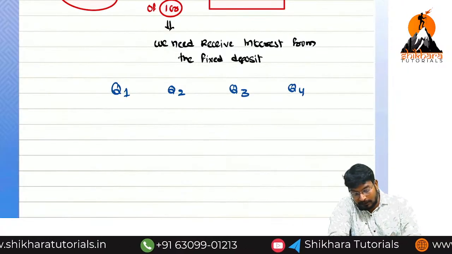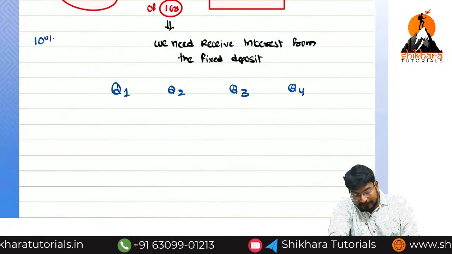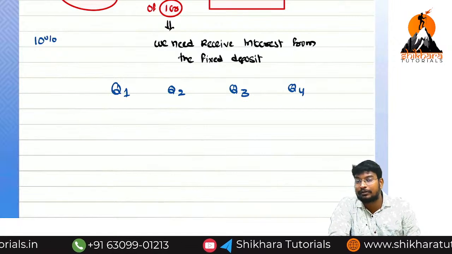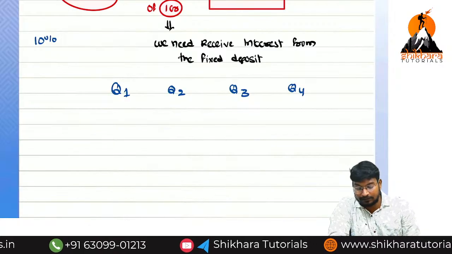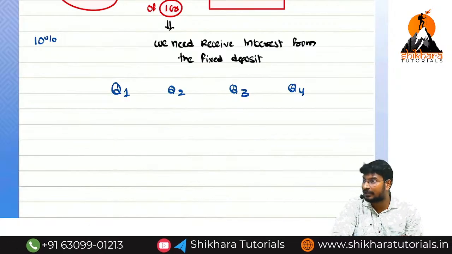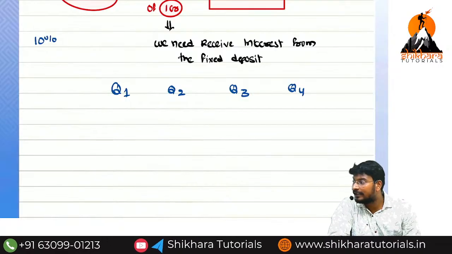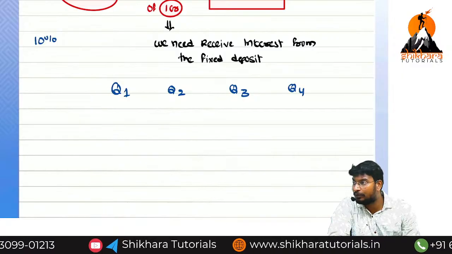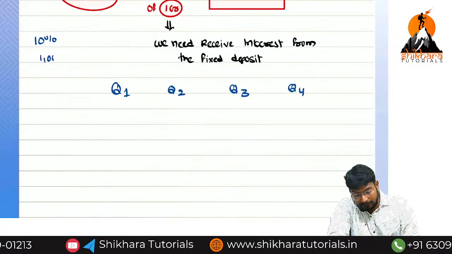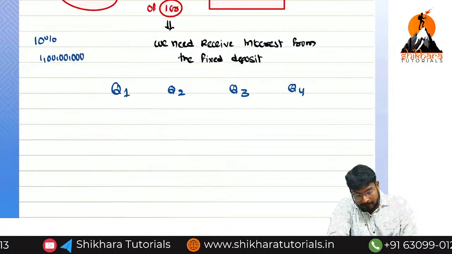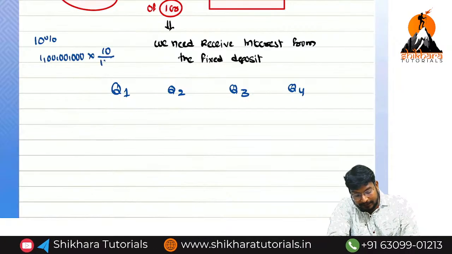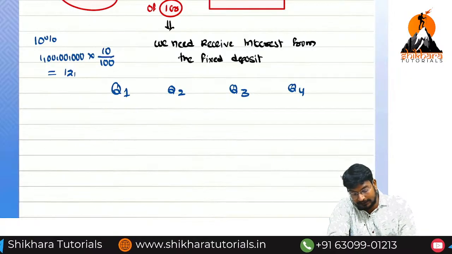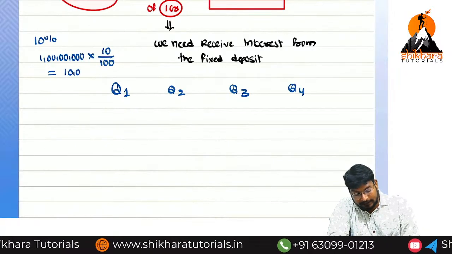So on that 1 crore, we are going to receive 10% interest. How much interest? 10%. So 1 crore means how many zeros? 7 zeros. Take 1 crore on your calculator and calculate 10%. How do we do the percentage? 1 crore into 10 divided by 100. That is equal to how much? Sorry, 10 lakh rupees.